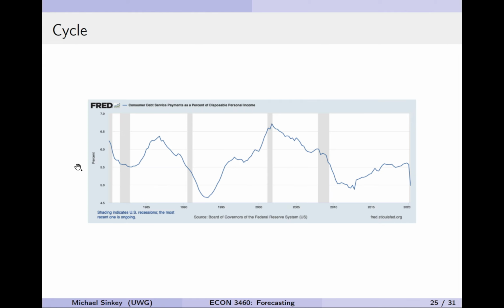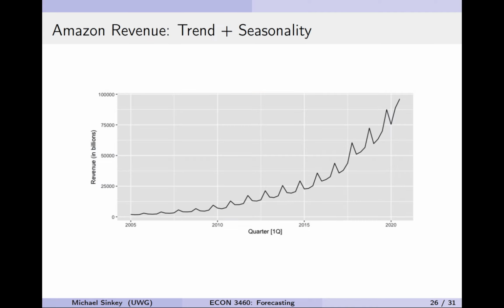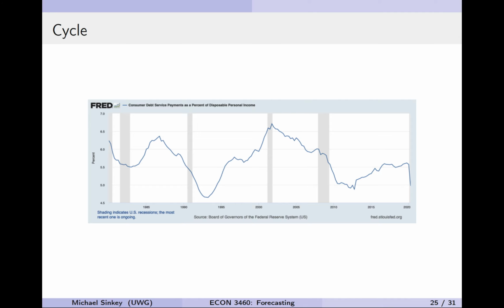Here is cyclical behavior. This is consumer debt service payments as a percent of personal income. So how much of your income as a percent are you spending on paying off interest? And you can see that has been cyclical. Higher interest rates, about 6.5, then it falls when interest rates are lower, but it starts to shoot up again in the 90s, 2000s, then it starts to fall again, then it starts to rise again until 2020, and then people start paying off debt as we enter into this recession. So there's some cyclicality in this behavior, and we may want to try to capture that in our forecast.